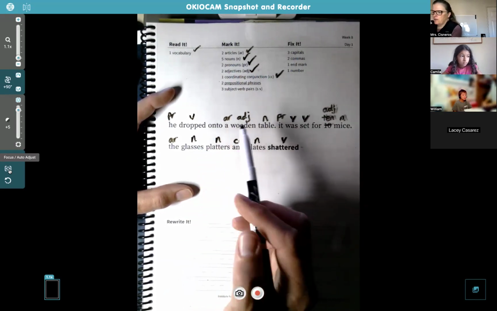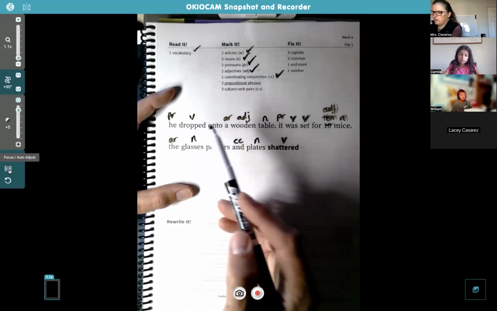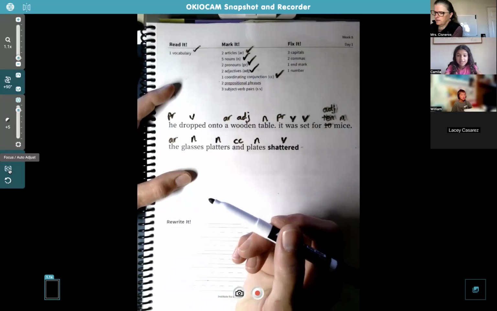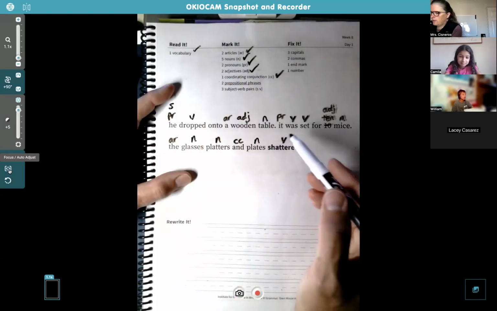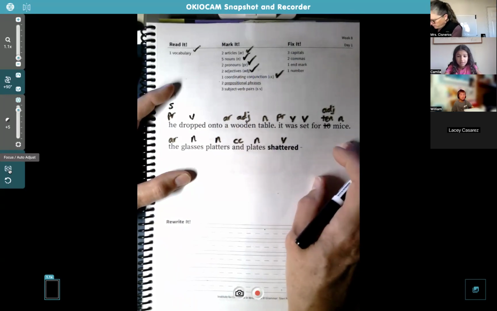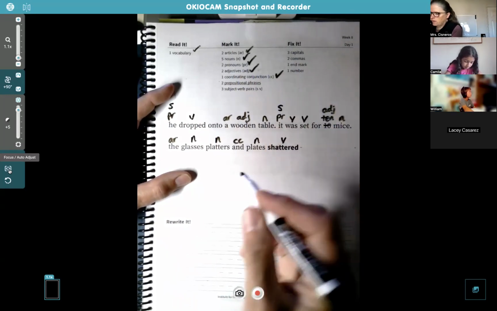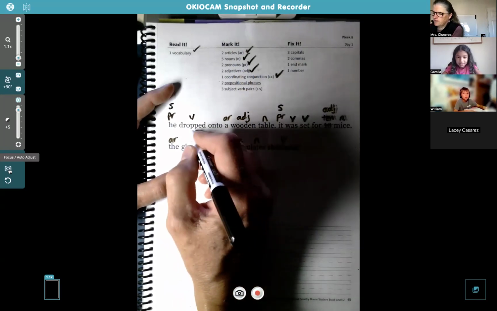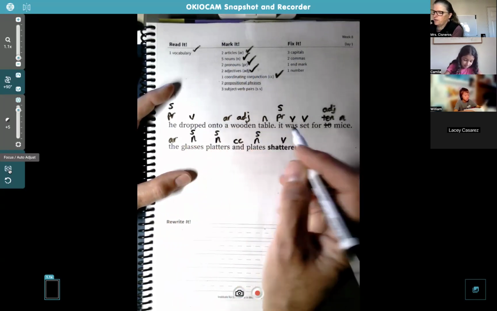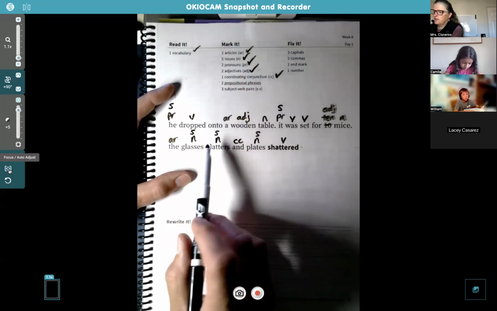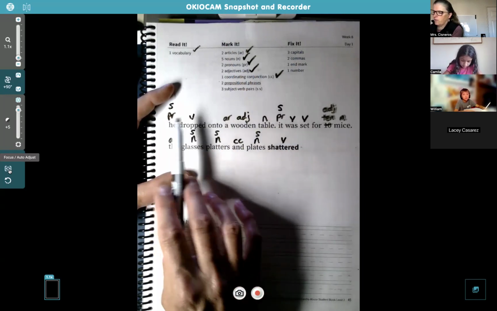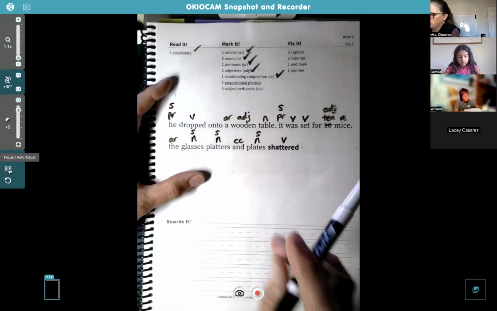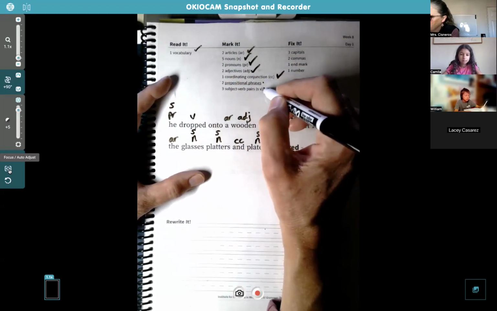And then for the subjects, Camila, what dropped onto the wooden table? Or who, actually? He. Good. And then what was set for 10 mice? It. Good. And then what shattered? Glasses, platters, and plates. Yes. And the book is wrong here because it says only 3 subject verb pairs, but really there's more subjects here. We've got 1, 2, 3, 4, 5, because it is all those things that shattered. They're all the subject of the sentence. So, okay, so there's that.